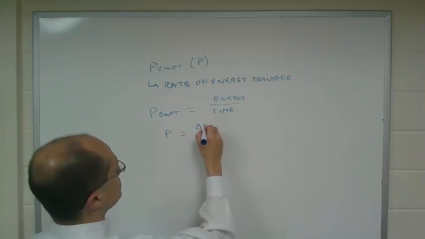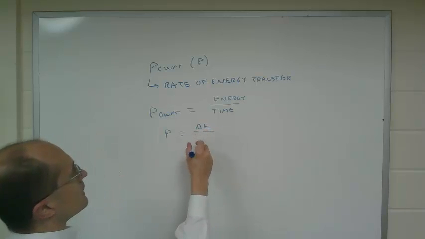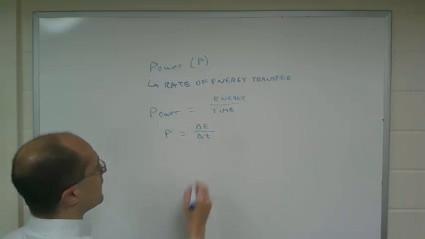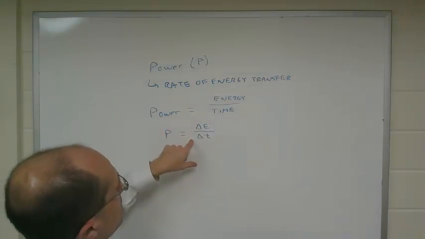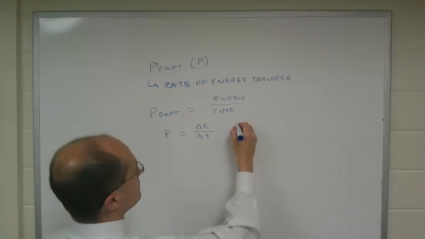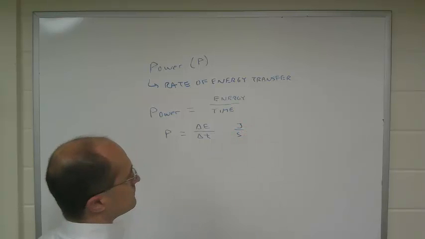Power is given the letter P, and it's the rate at which we transfer energy. So it's the change in energy per time. That's how we're going to define our power. This is energy per time. This is a joule over a second.